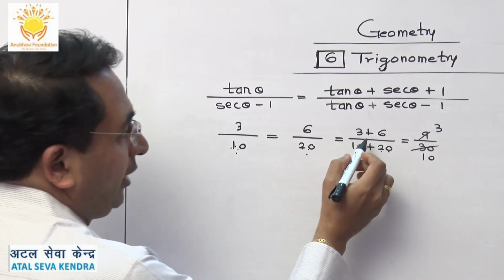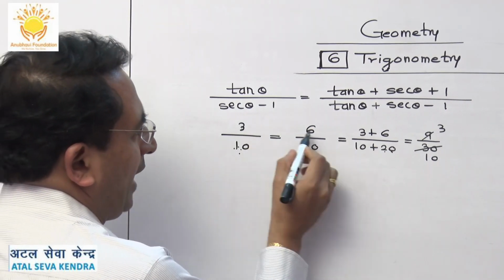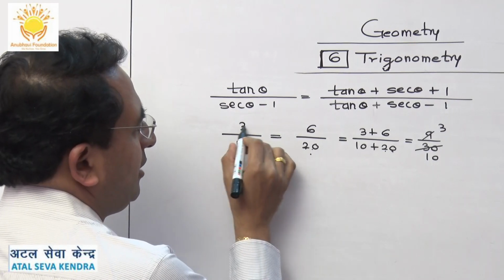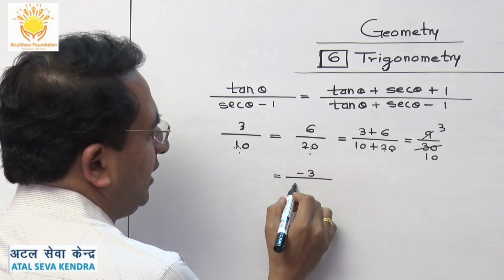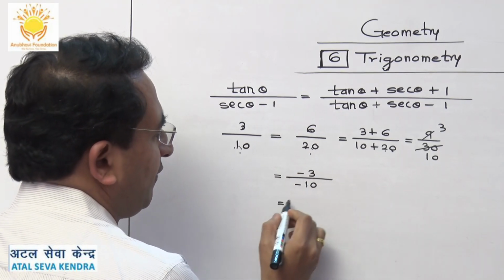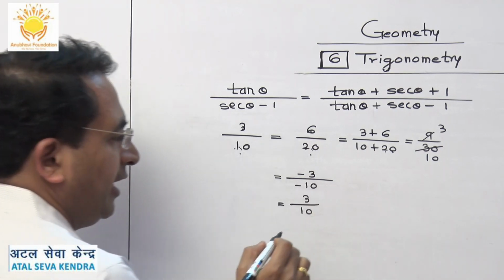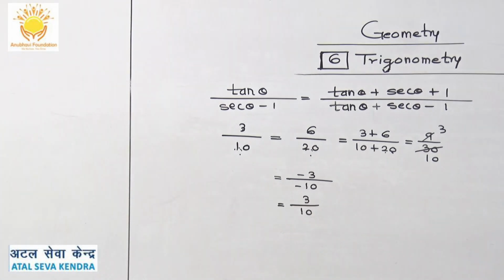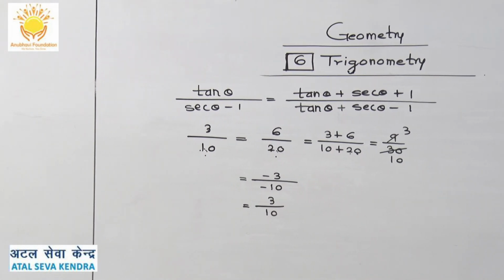Now this is not only required for addition. If you subtract it, then what will happen here? 3 minus 6, that is minus 3, and 10 minus 20, that is minus 10. If I reduce this, then you are going to get the answer 3 by 10. So this is what we call the theorem on equal ratios.